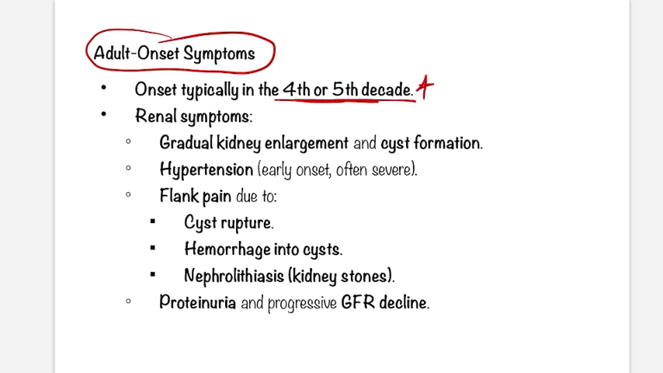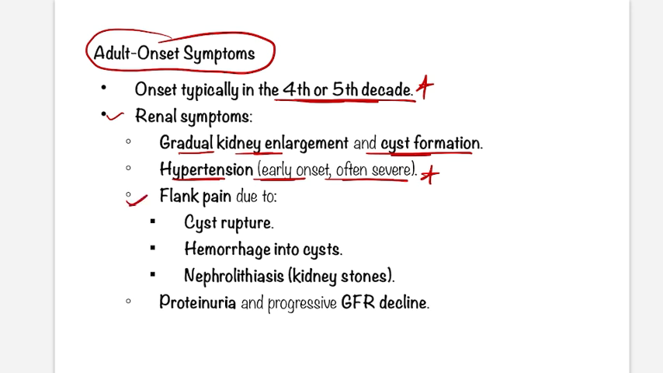Just imagine a disease which actually originates in utero but presents in adult life, that is also between 40 to 50 years. So this provides a significant diagnostic challenge. Renal symptoms: progressive gradual kidney enlargement and cyst formation. If you happen to do USG of that person, the kidneys will be enlarged and cysts will be there. Hypertension is early onset, often severe. If hypertension is early onset and severe, just do a kidney ultrasound to rule out autosomal dominant polycystic kidney disease.